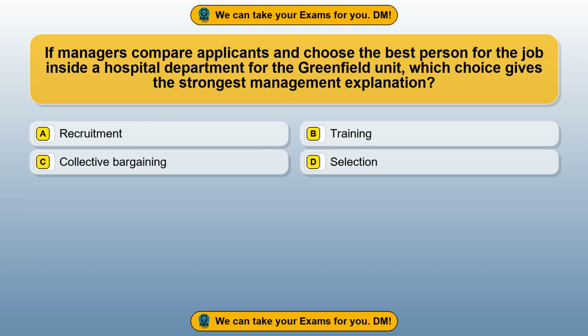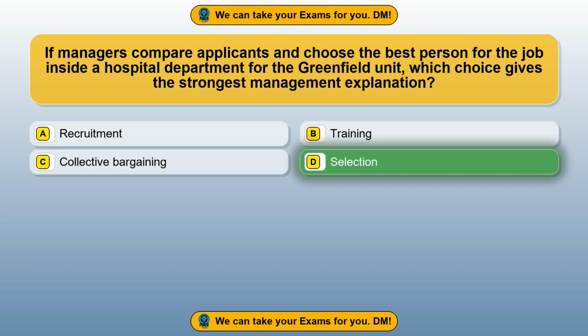Question 73. If managers compare applicants and choose the best person for the job inside a hospital department for the greenfield unit, which choice gives the strongest management explanation? Option A, recruitment. Option B, training. Option C, collective bargaining. Option D, selection. The correct answer is option D, selection.